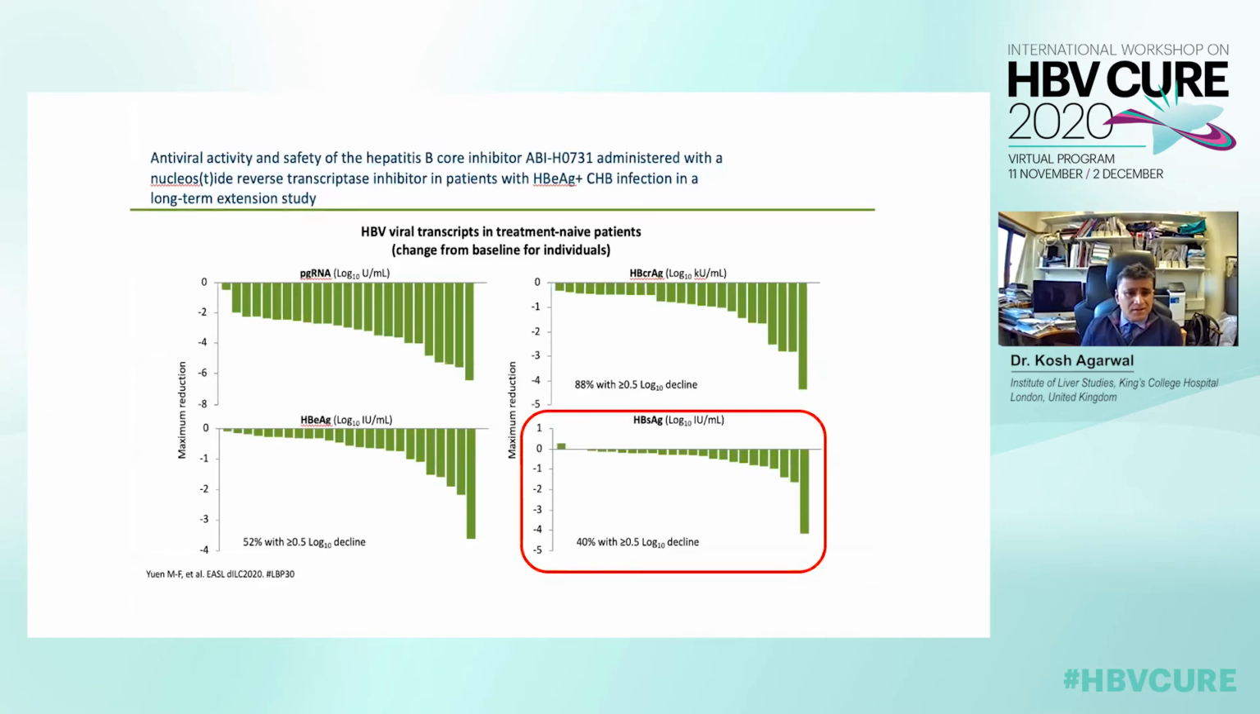In this presentation, what is important is that with e antigen positive patients, 40% over time achieved a 0.5 log decline in surface antigen. This is not stunning and impressive compared to other modes of actions of drugs, but it is worth mentioning that this is more obvious in the e antigen positive cohorts that have been studied so far.